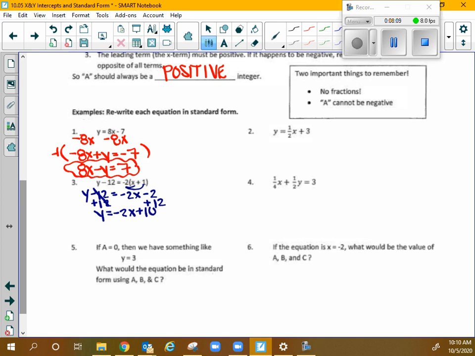So now you're in slope-intercept, but we'll have to move. X, what am I going to do? So 2x plus y equals, and you're good. Everything checks out.